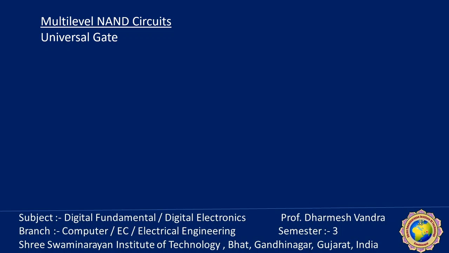Today we will discuss multi-level circuits, especially the multi-level NAND circuit. Combinational circuits are more frequently constructed with NAND and NOR gates rather than AND and OR gates. NAND and NOR gates are common from the hardware point of view, and the reason is the integrated circuit availability of the gates.